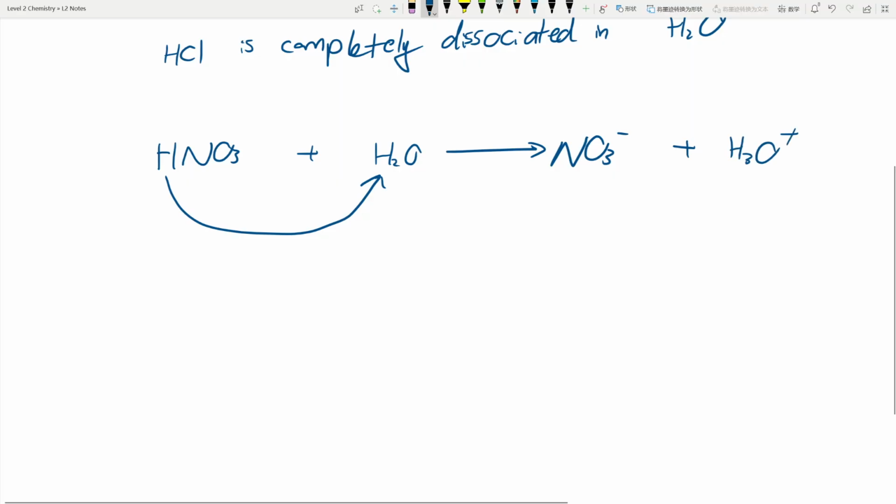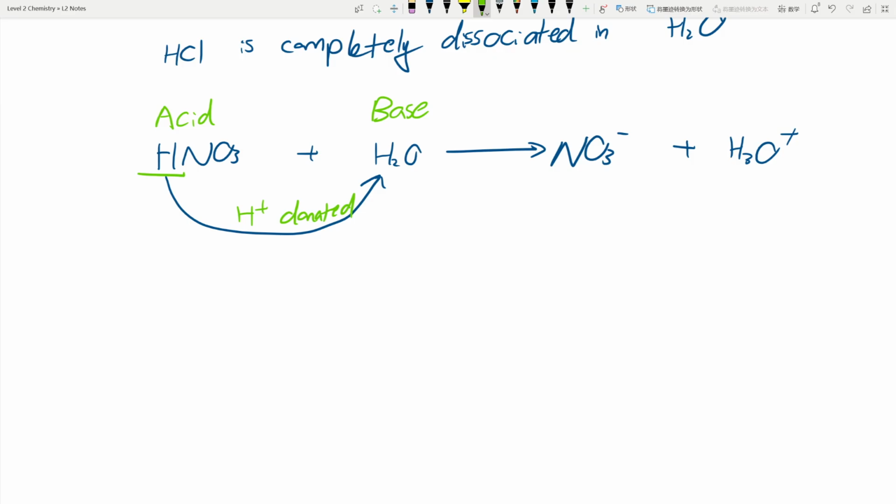Now we're going to do a little bit better. We identified this as the acid because it donated the H plus. So by definition, the HNO3 is the acid. The H2O is actually, in this case, a base. So what it did is that it accepted the H plus from the HNO3. So by definition, it is the base.